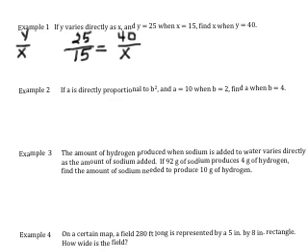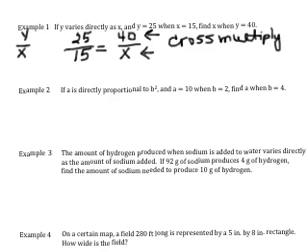Now, if you notice, both y's are on top. Both x's are on top. That's very important. Now, we've learned how to solve proportions, and the way that we're going to solve this proportion is we're going to cross multiply. So 25 times x is equal to 40 times 15, and 40 times 15 is 600. And when you divide 600 by 25, you get x is equal to 24.